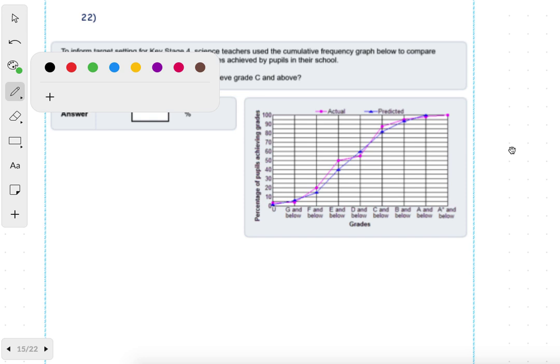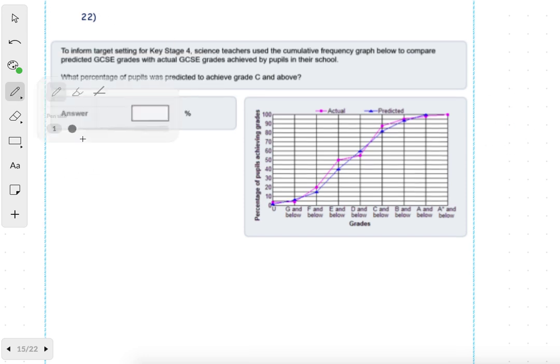Okay, so we've got question 22 of DfE Test 1 now. Sorry, I'm trying to get rid of that.